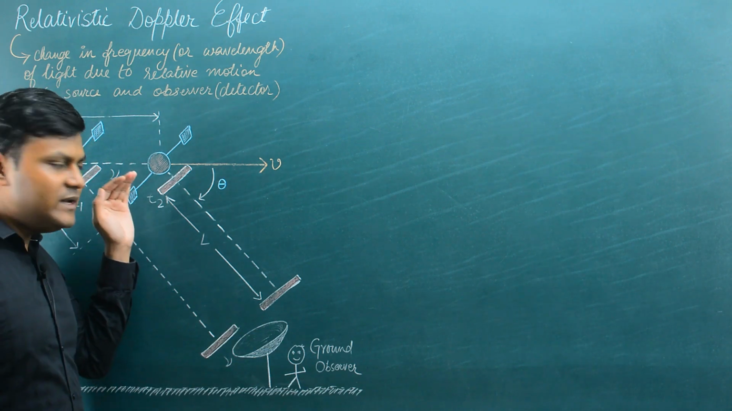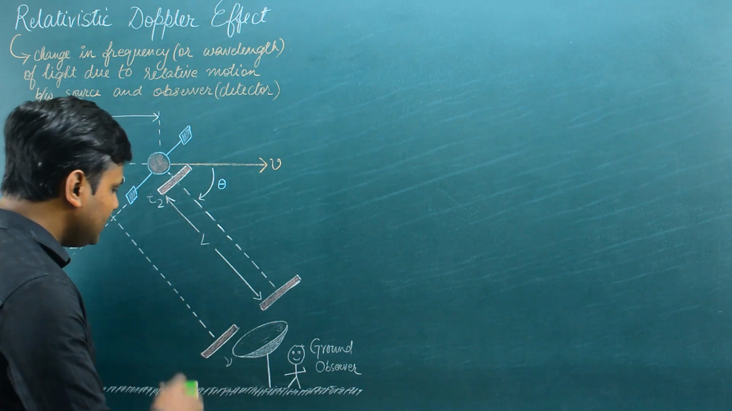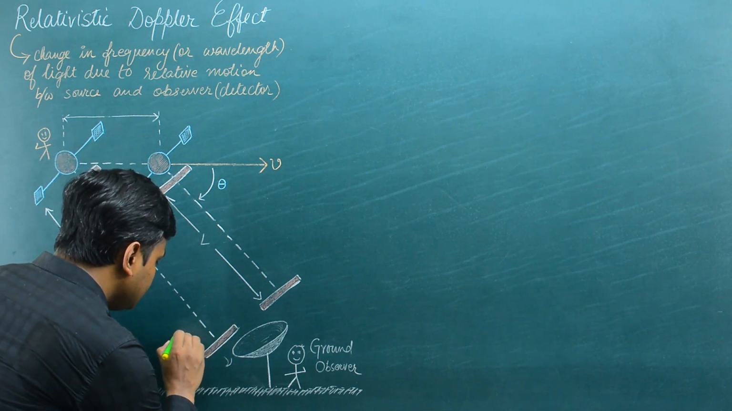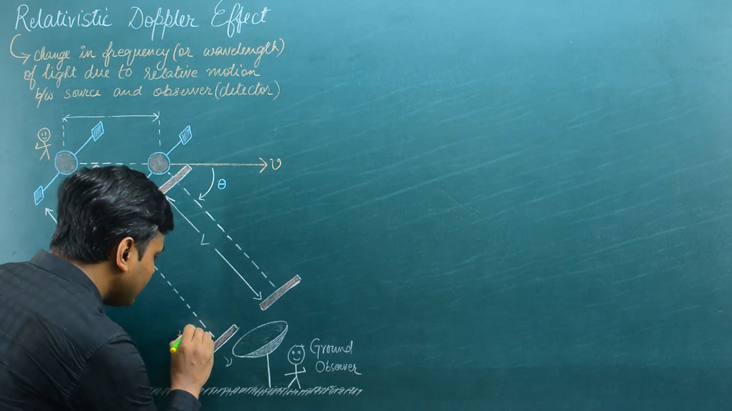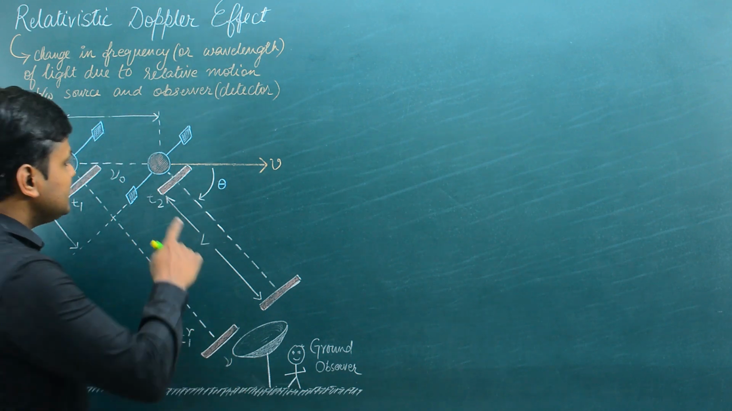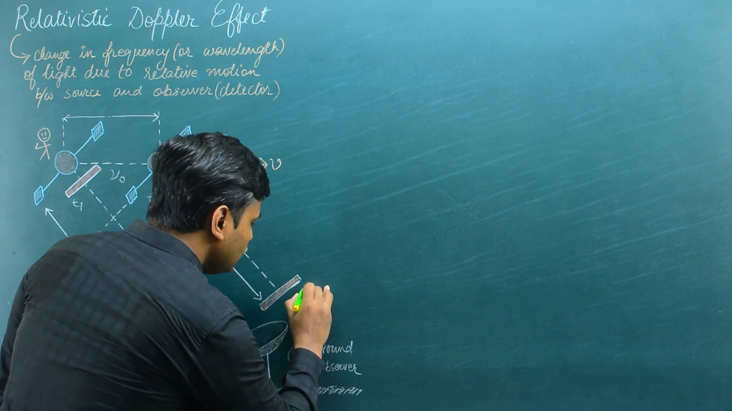Now these signals will take some time to reach the antenna at the ground. So I say that the time at which the first signal reaches the antenna at the ground is t1r. So this is the time at which the first signal is received by the antenna, and the time at which the second signal is received by the antenna at the ground is given as t2r.